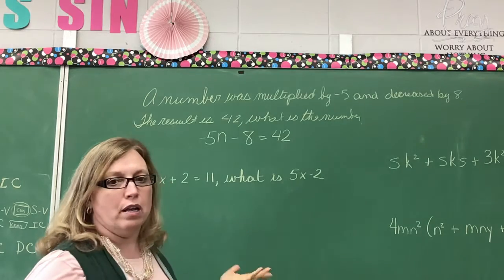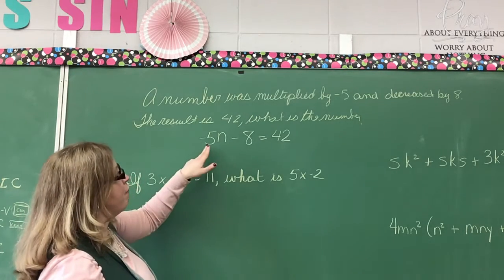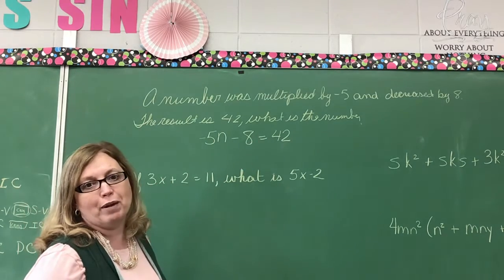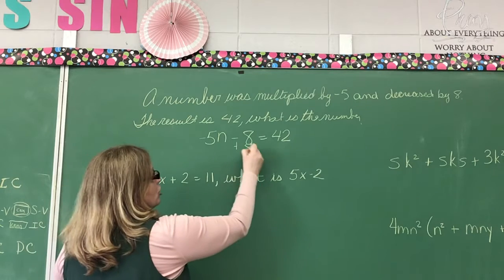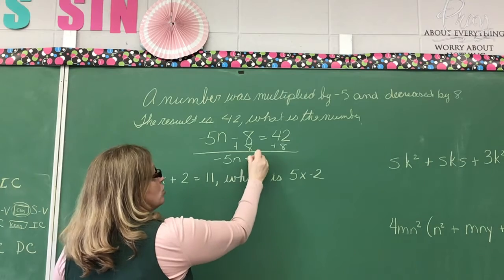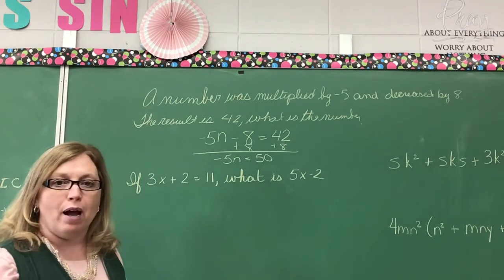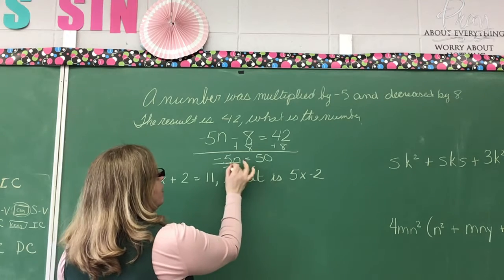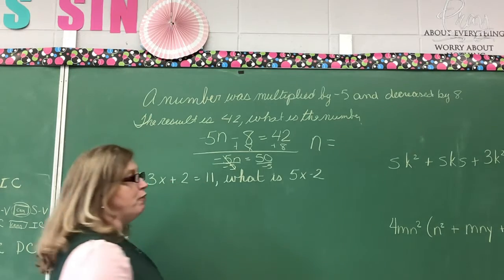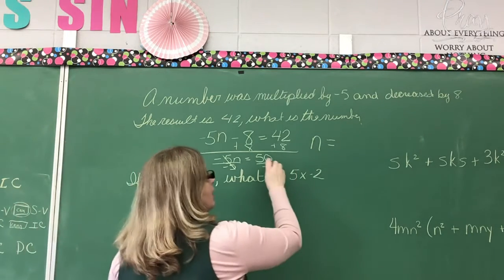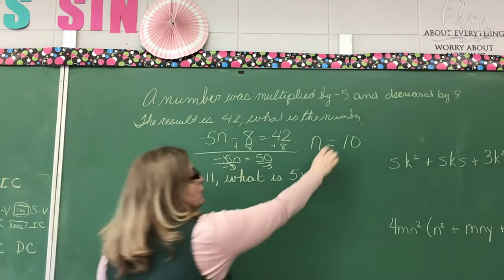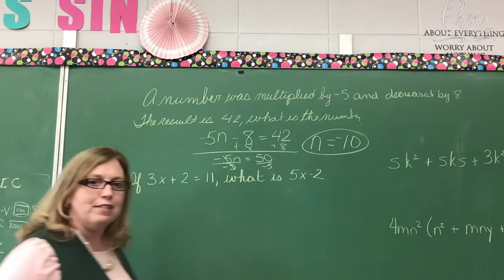The question is, what's the number? So I have to solve this. -5n minus 8 equals 42. So what am I going to do? I'm going to add 8 to each side. And when I do that, I'm going to have -5n equals 50. What do I do now? I'm going to divide by -5. This cancels and becomes n equals 50 divided by -5. 50 divided by 5 is 10. Since one is positive and one is negative, the answer is negative. So my answer is -10.